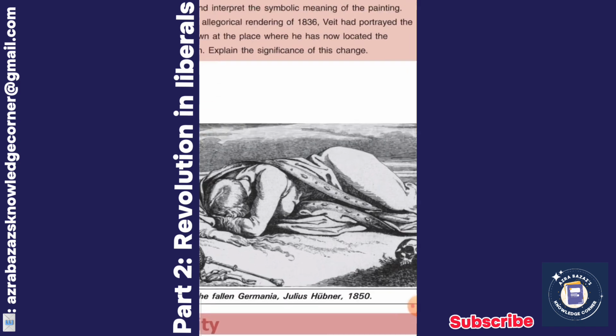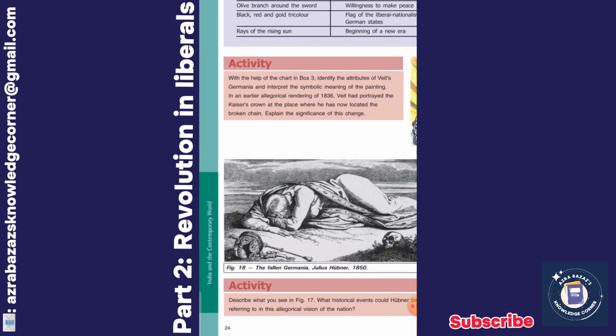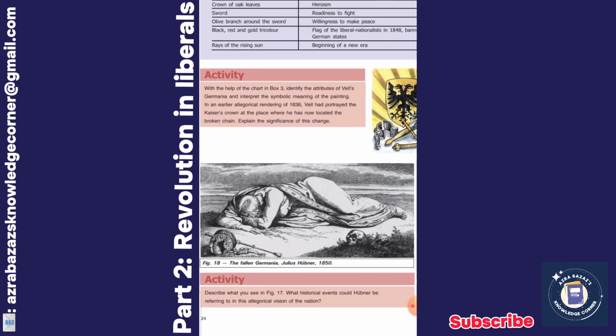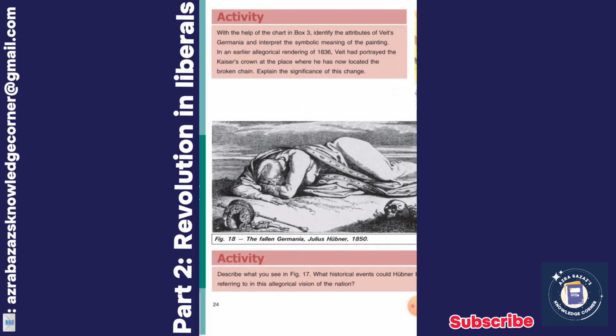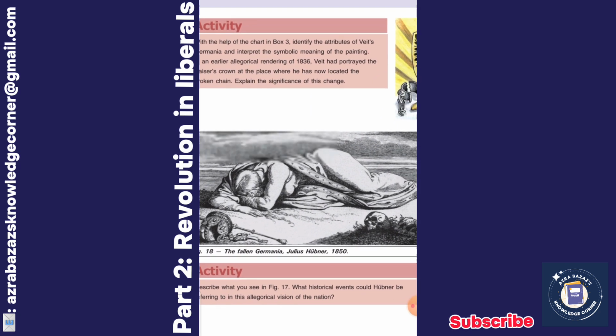Now, what is this? The fallen Germania. What does it depict? Why has she fallen down? Why is she weeping? Why is she so sad? It is through this picture that the people are being informed of the failure of the Frankfurt Parliament. See how they have depicted it, the image of the fallen Germania.